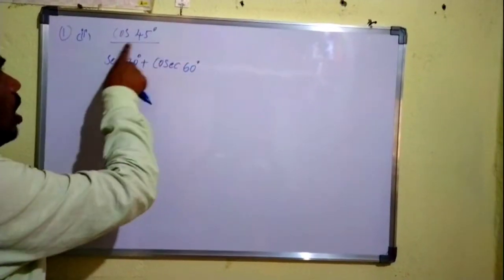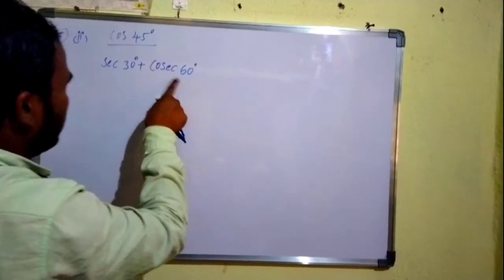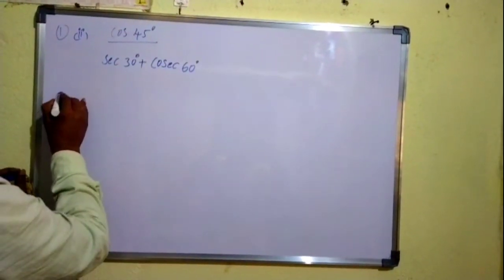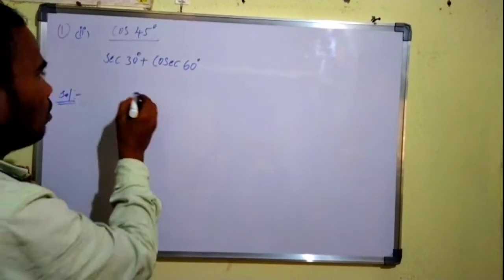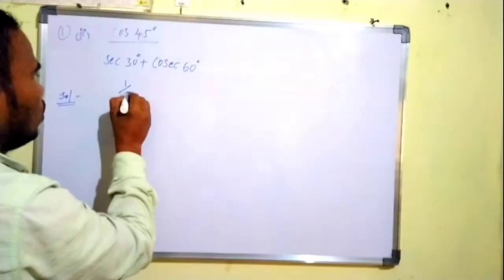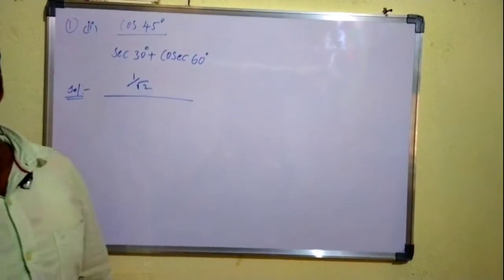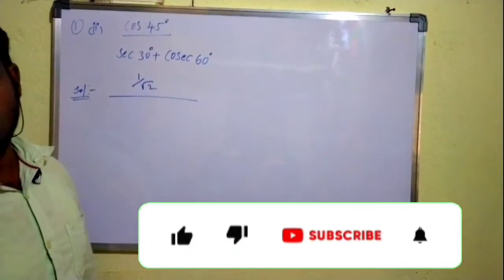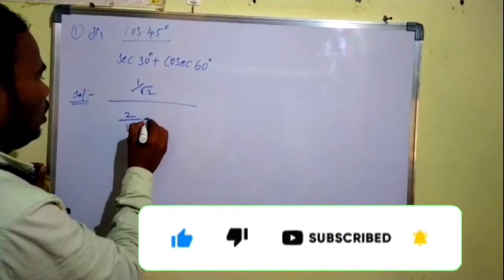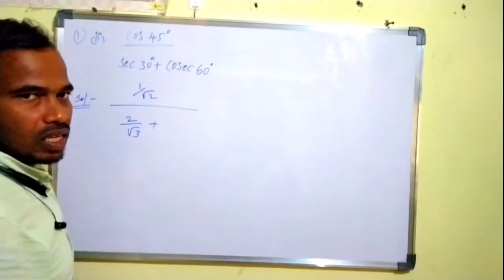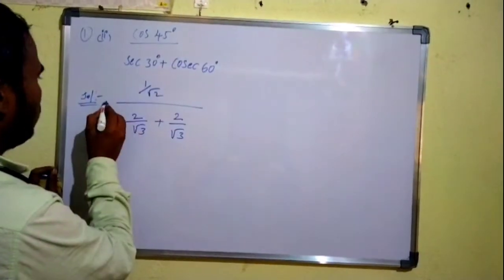Now in this second question, cos 45 degrees by sec 30 degrees plus cosec 60 degrees. These values you know, you can solve it easily. Cos 45 degrees, you already know, is 1 by root 2, divided by sec 30. Sec 30 is equal to 2 by root 3, plus cosec 60. Cosec 60 is also the same, 2 by root 3.